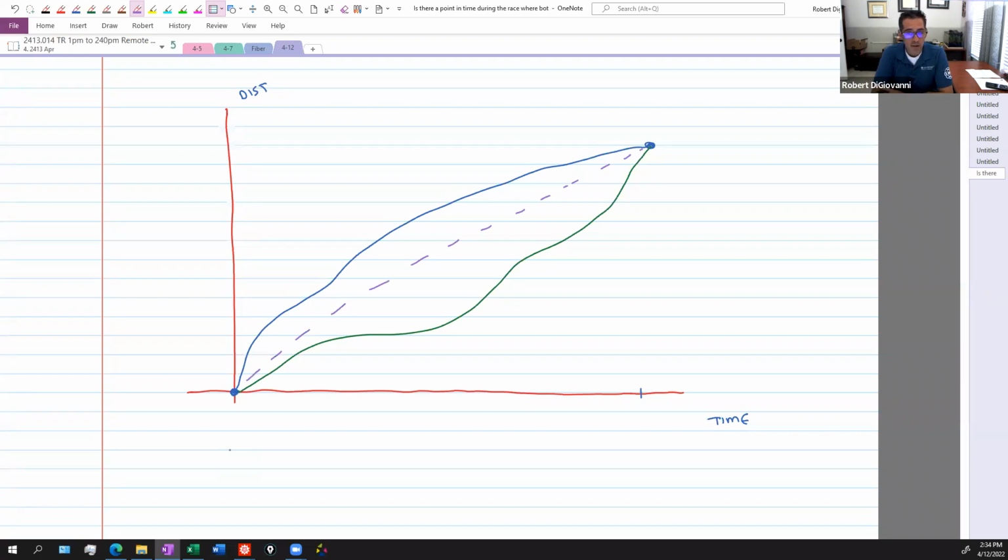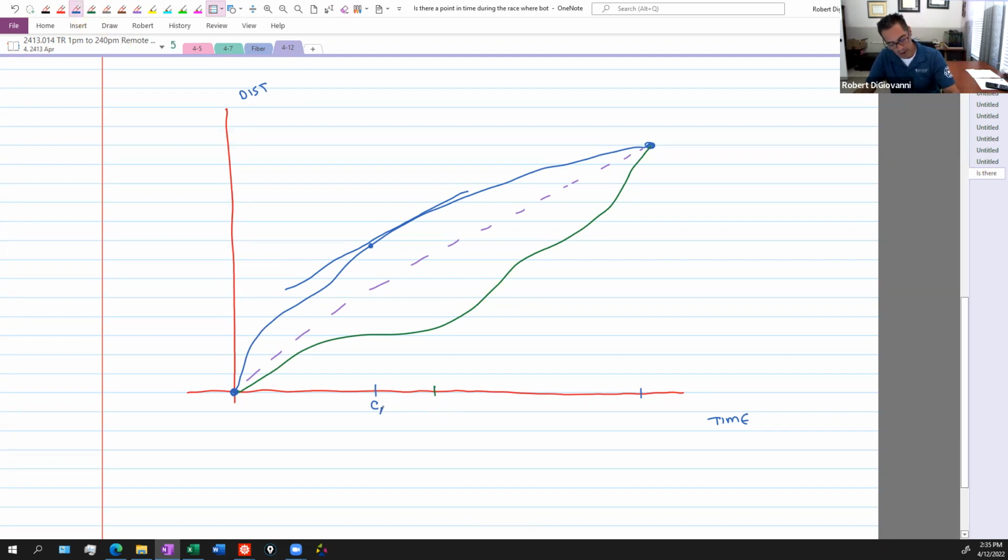Now, the mean value theorem says that for the blue car, there's some point in time, C, I'll call it CB, where the tangent at that point is parallel to that purple dotted line, right? And the mean value theorem also says that for the green car, there's going to be some other C, not necessarily the same. I should have done A and B. Sorry, let's do A and B.